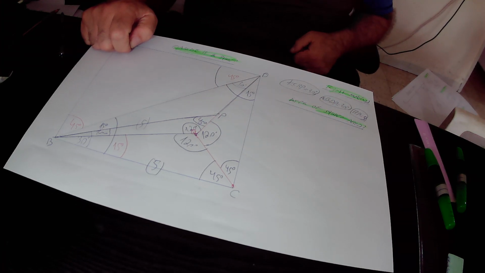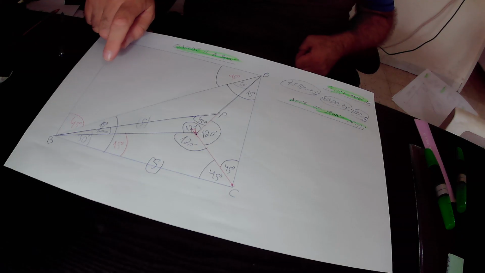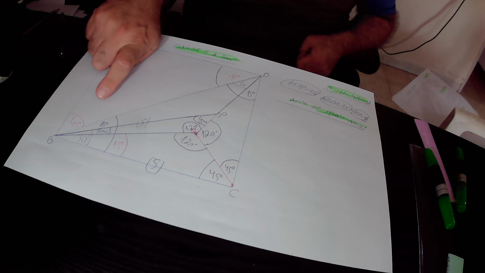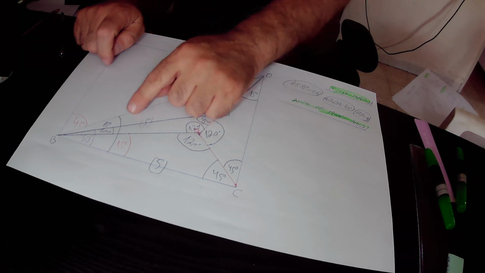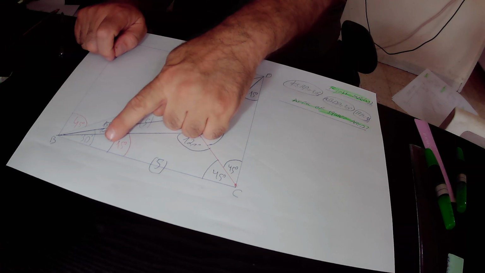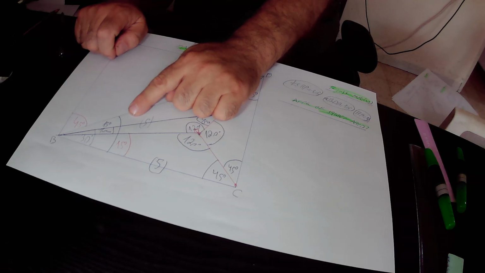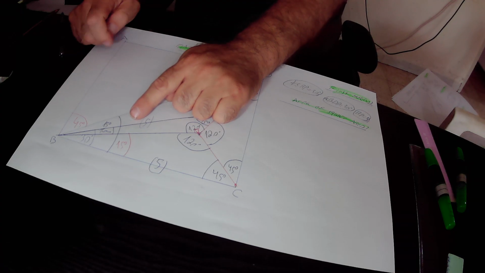So first of all, we know that the diagonals of a square bisect the angles of the square. So diagonal DB bisects the angle ABC. Angle ABC in total is 90 degrees, and therefore the first half has to be equal to 45 degrees, and the second half is equal to 45 degrees. But this angle equals 30 degrees, and therefore this angle has to be equal to 15 degrees, because 15 plus 30 is 45 degrees. That is the size of the second half of angle ABC.